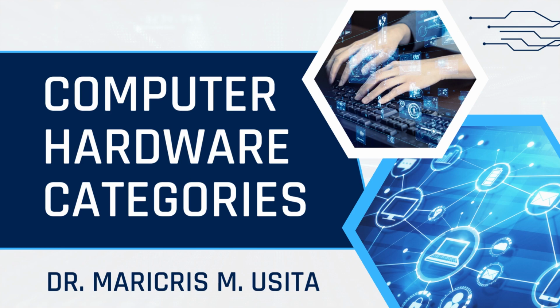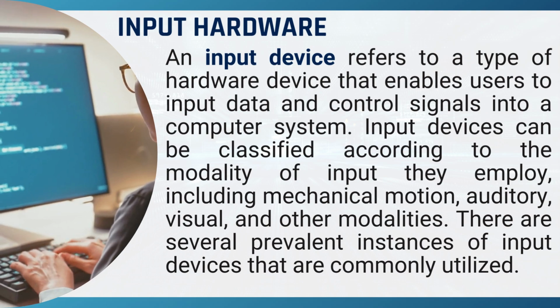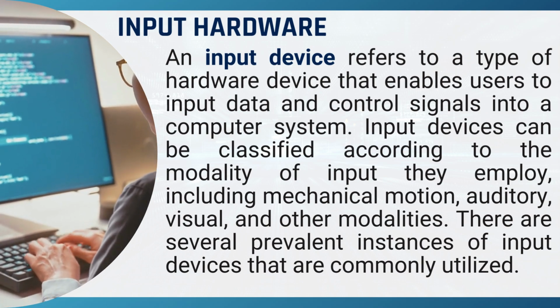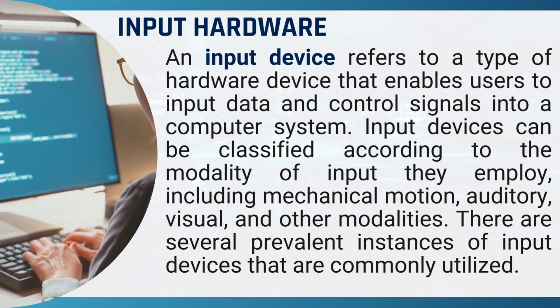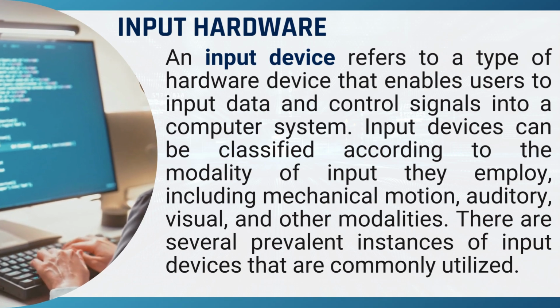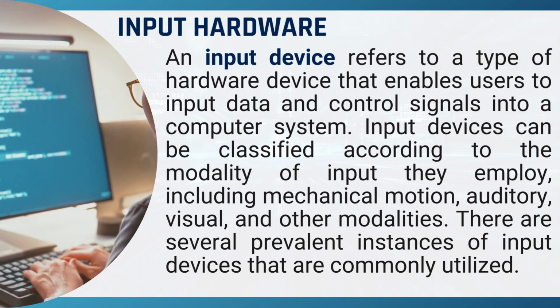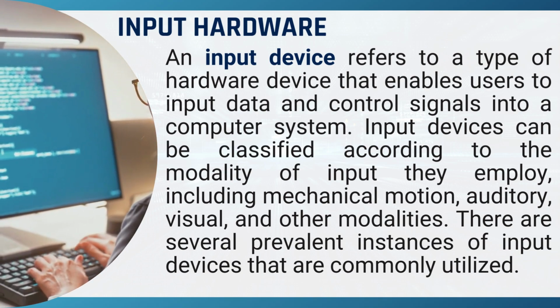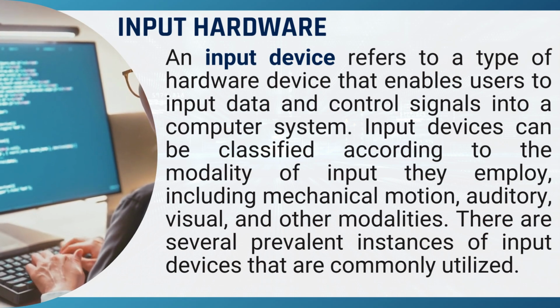Computer hardware categories. 1. Input hardware. An input device refers to a type of hardware device that enables users to input data and control signals into a computer system. Input devices can be classified according to the modality of input they employ, including mechanical motion, auditory, visual, and other modalities. There are several prevalent instances of input devices that are commonly utilized.